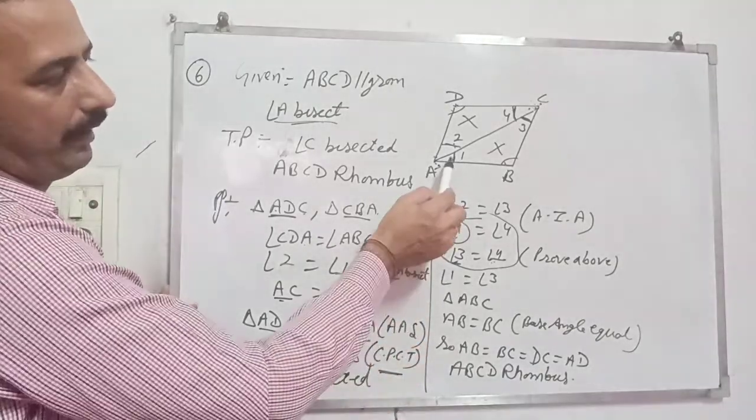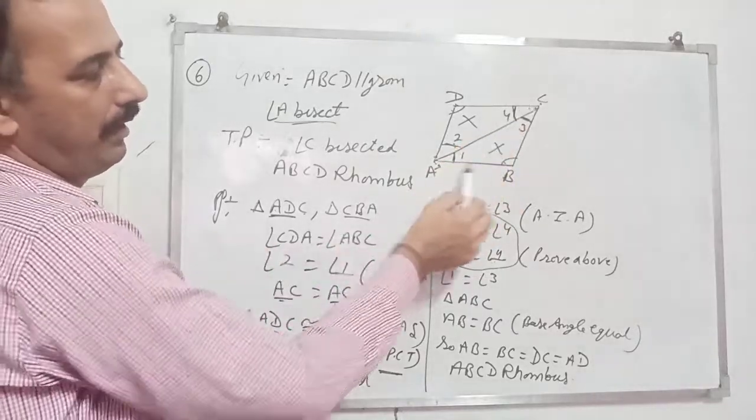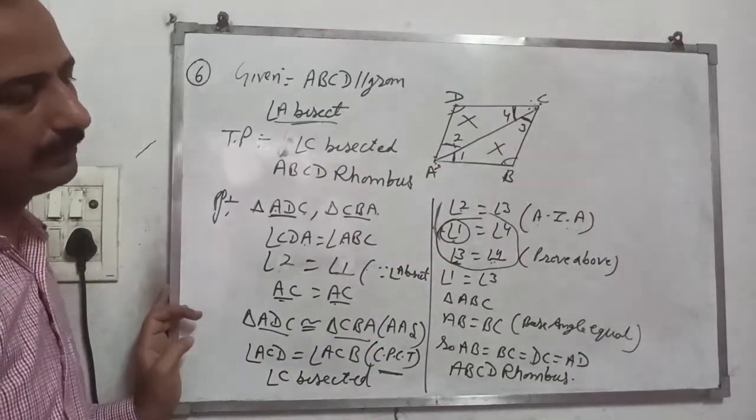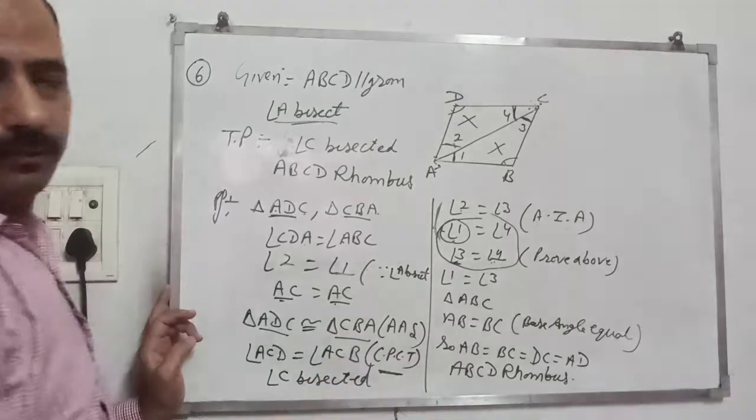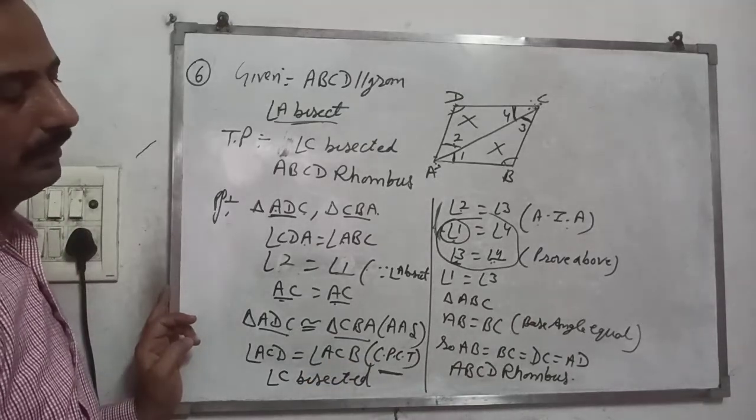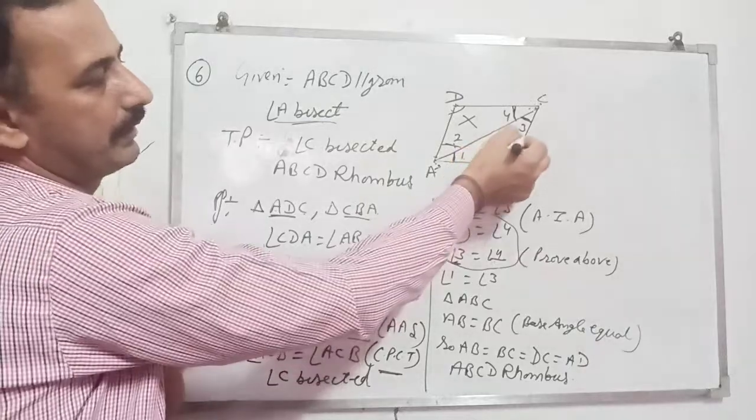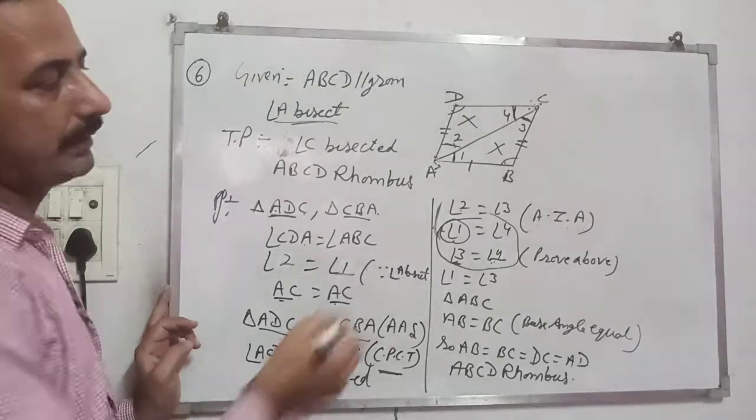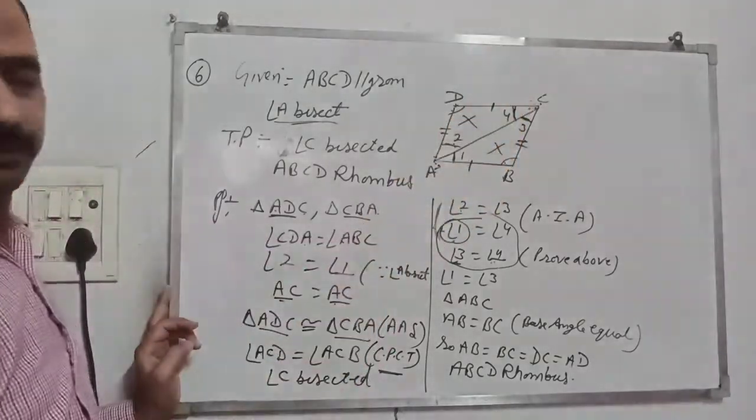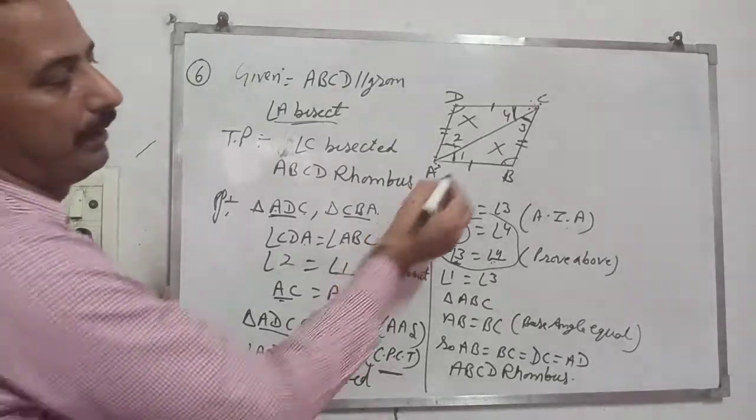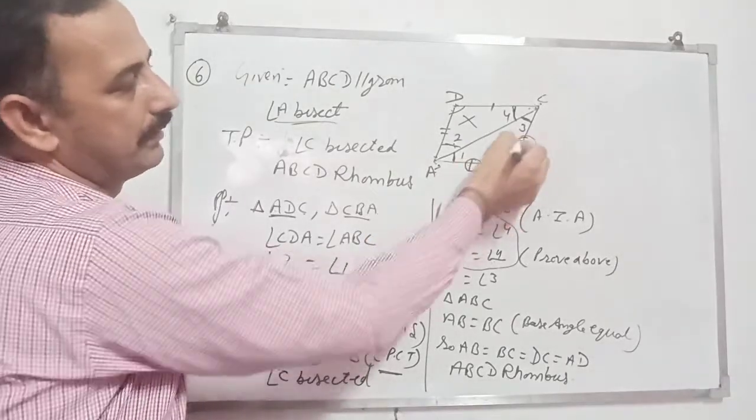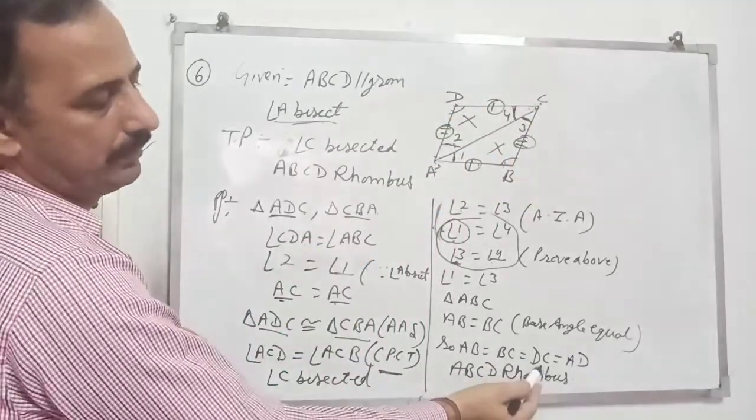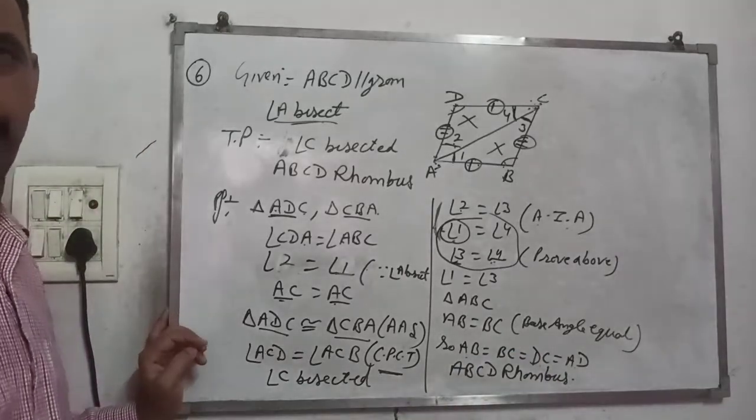So it means in triangle ABC, AB equal to AC, because the base angles of the triangle are equal, so their sides are also equal. But BC is also equal to AD, opposite side, and AB is also equal to DC, that is the opposite side of the parallelogram. If AB equal to BC and that is also equal, so it means these all become equal. So AB equal to BC equal to DC equal to AD. So it will become a rhombus.